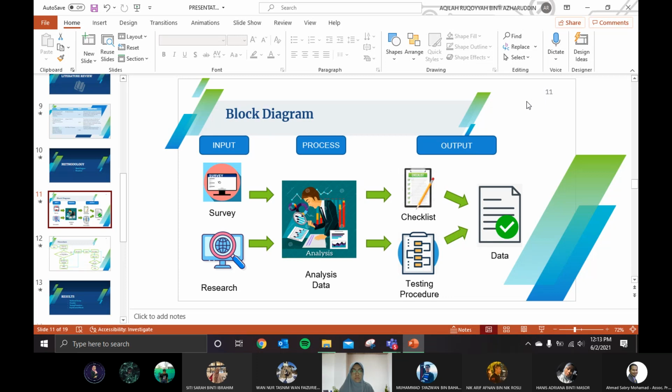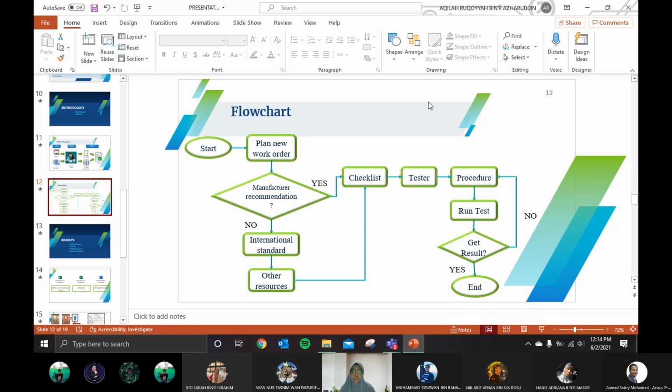The input is from a technical survey and research from the internet and journals. Then the process is analysis of data from the technical survey and research, and then it produces a checklist, and the test procedure will be drafted, and we do the calibration testing on the medical refrigerator, and from the testing we obtain the data for the checklist.